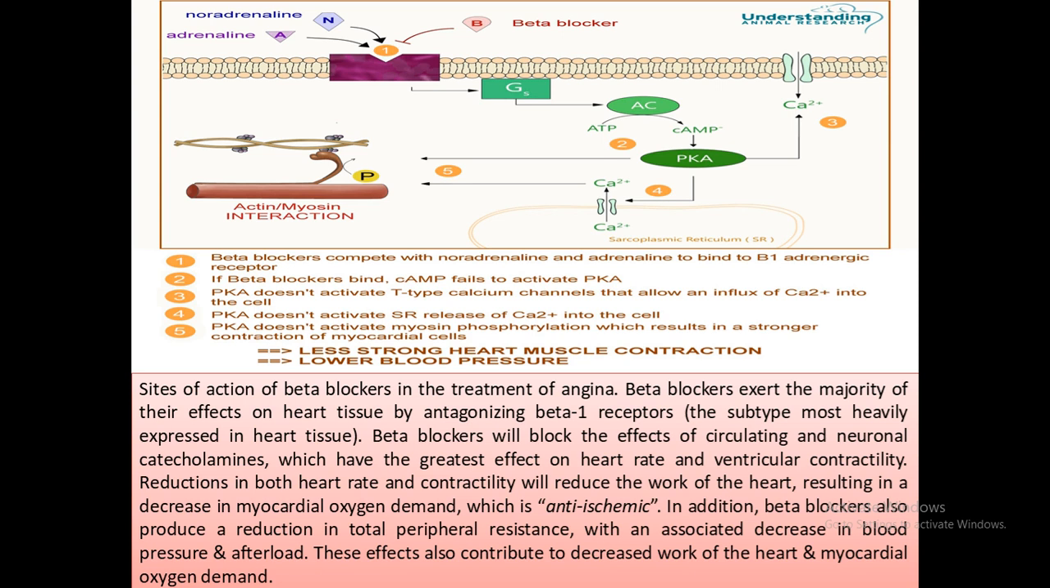In addition, beta blocker also produce a reduction in total peripheral resistance with an associated decrease in the blood pressure and afterload. This effect also contributes to decreased work of the heart and myocardial oxygen demand.